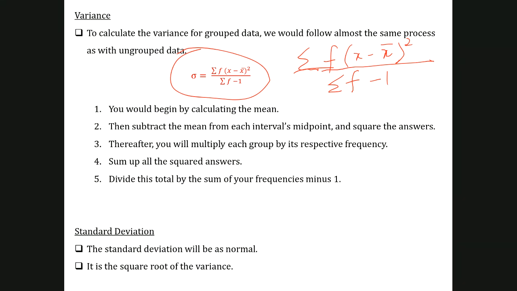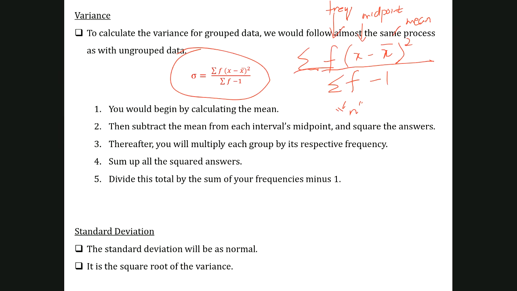So it is, as I said, the frequency. Just ignore the sum of for now. It's the frequency multiplied by its respective midpoint. So this is each frequency multiplied by its respective midpoint, and I'll show you what we mean by the respective portion just now. Minus the mean, squared. And then it's over the sum of f minus 1. The sum of f is also known as your n value, your sample size, and then it's minus 1. So this is the formula for your variance. I'll take you through the calculation just now.